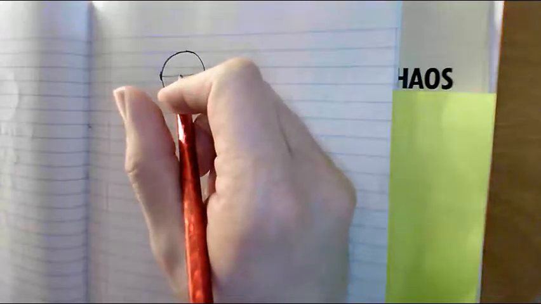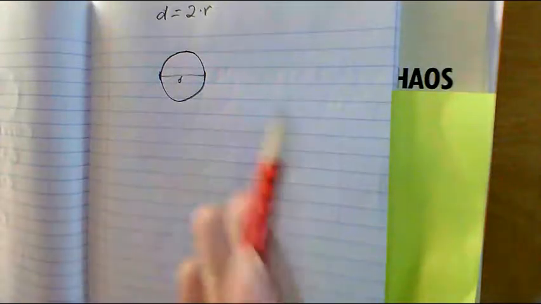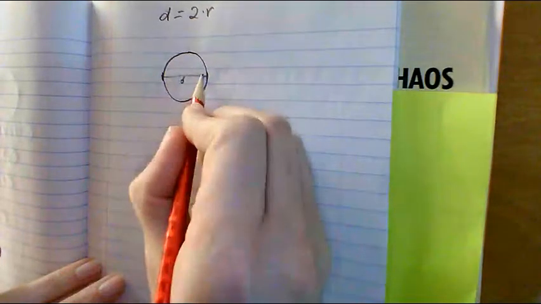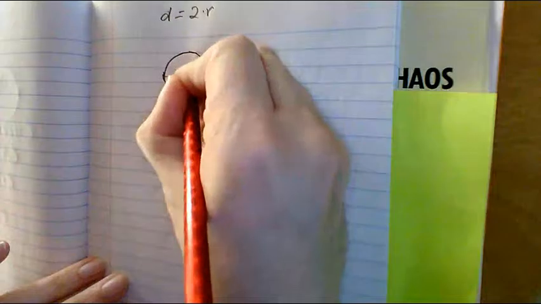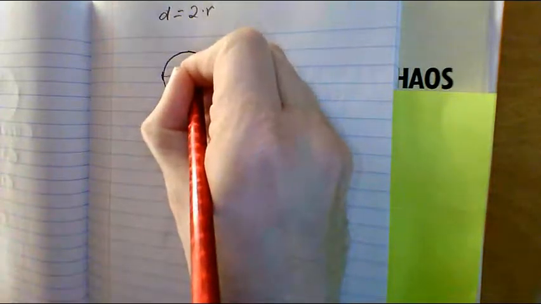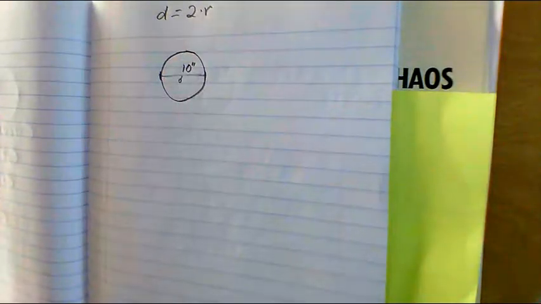Now let's pick up where we left off. In the last problem, the radius was 5. Now if a circle has a radius of 5, then I know the diameter has to be 10, because remember, diameter equals 2 times the radius. So let's see if we actually get the same answer. So my diameter here is going to be 10 inches.